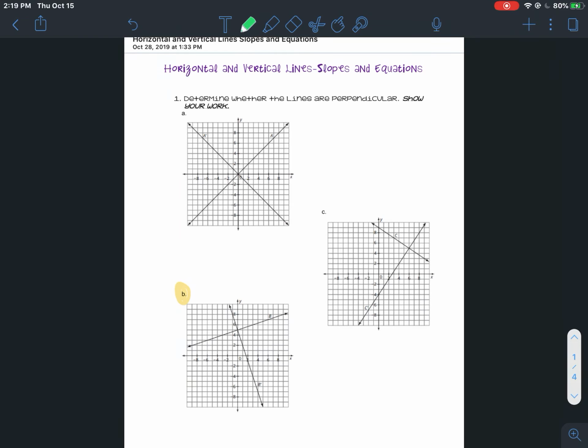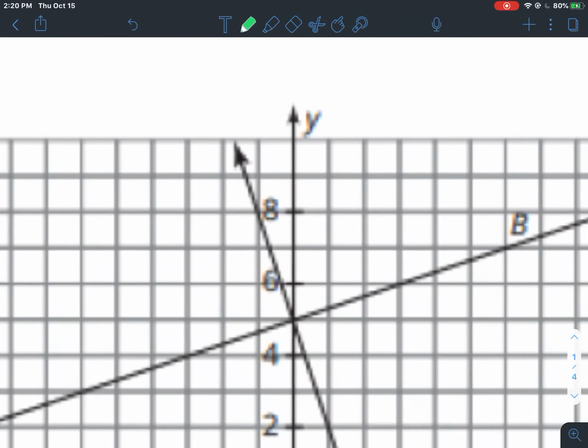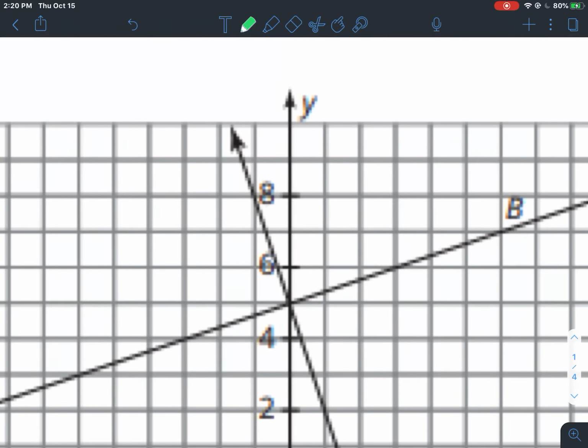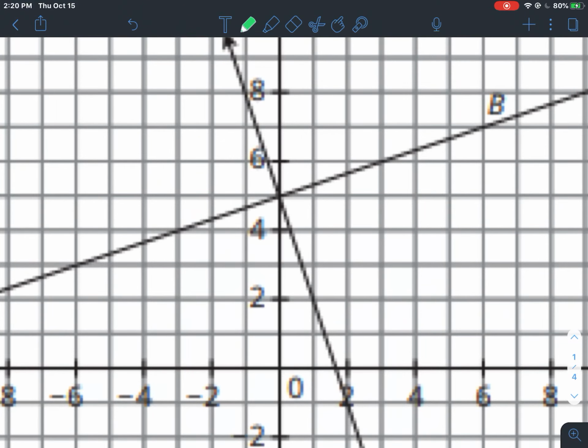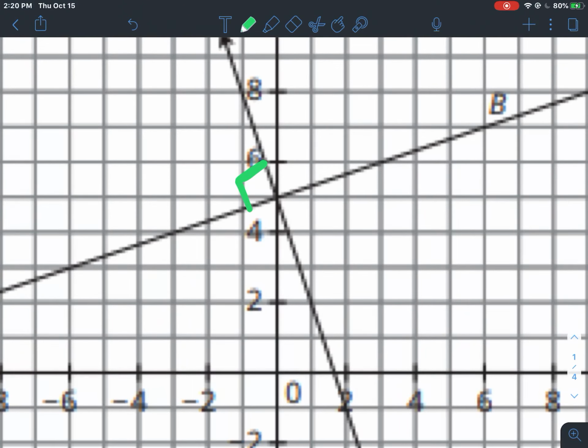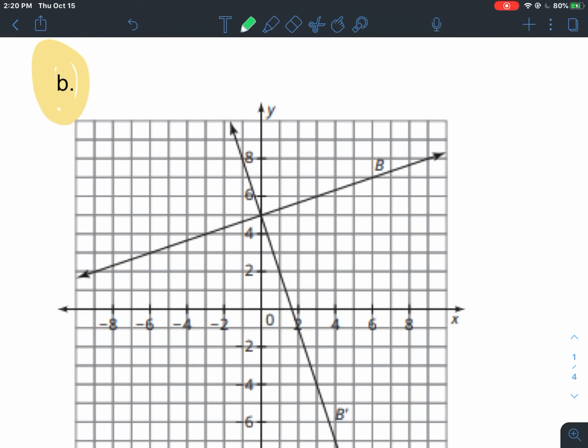So for the first set of problems, determine whether the lines are perpendicular. For perpendicular lines, our slopes are opposite reciprocals, which means that we have opposite signs and our fractions are flipped. So let's notice that these are forming 90-degree angles here, okay? 90-degree angles, but let's take a look at the slopes.